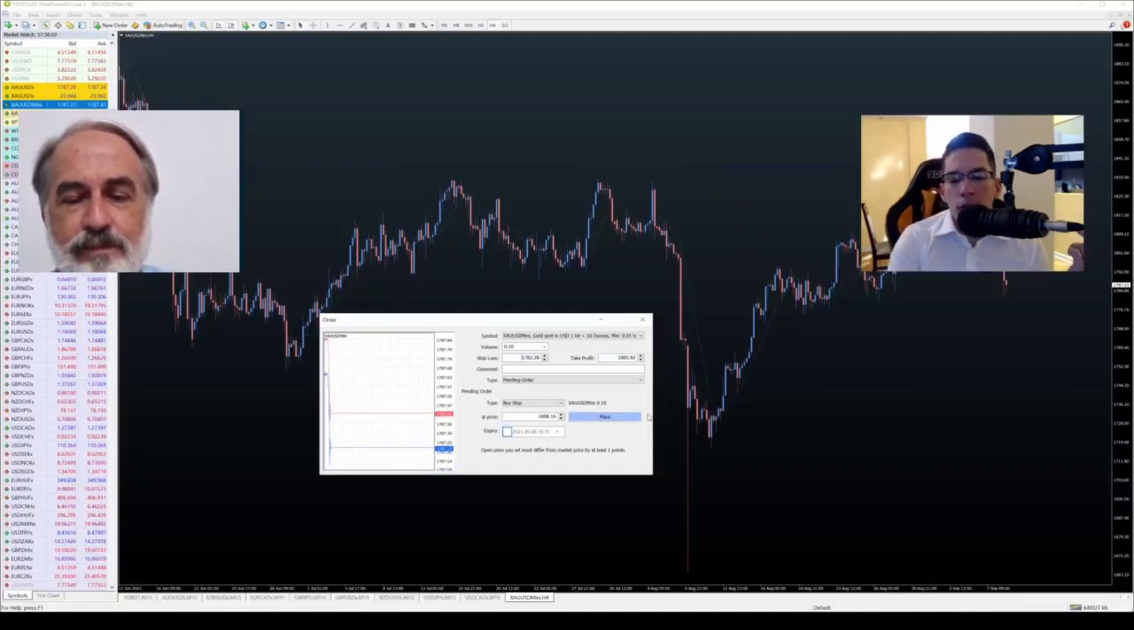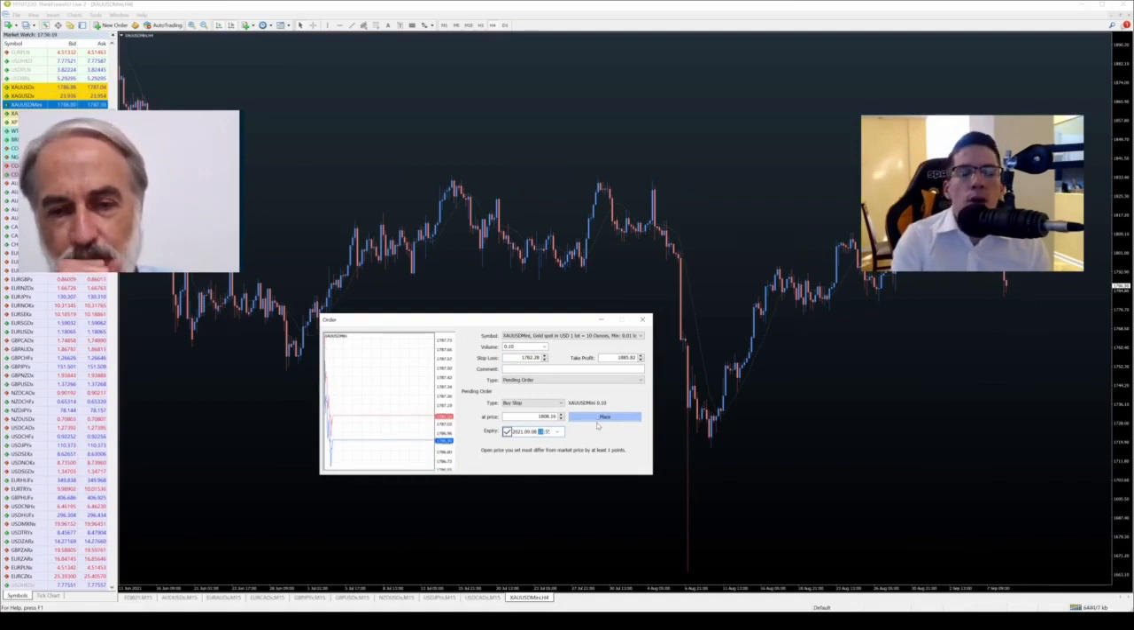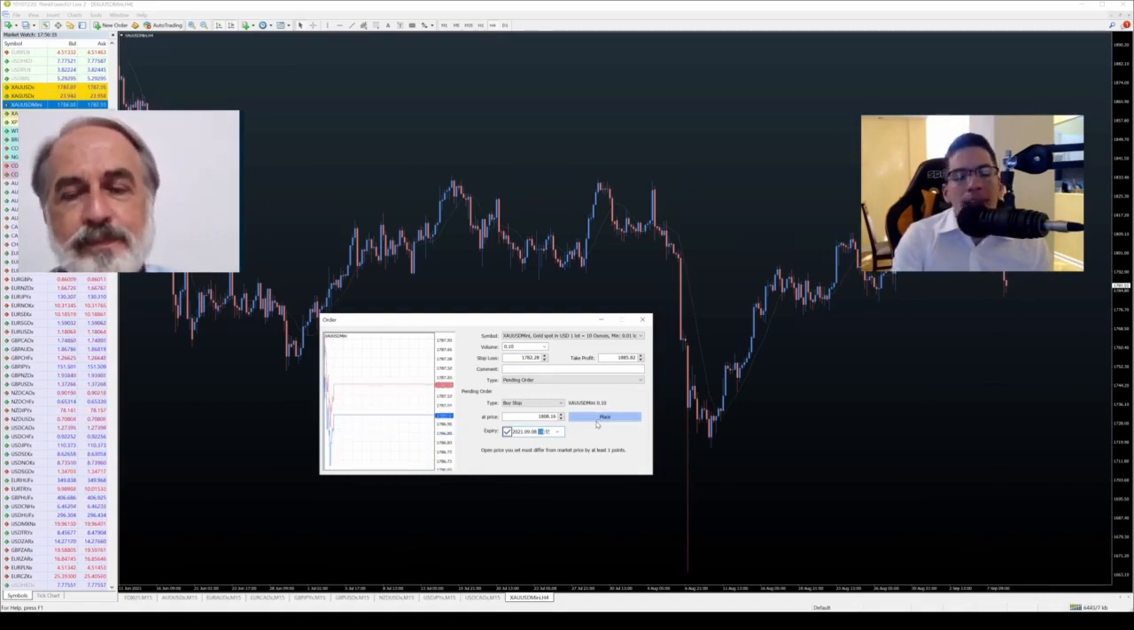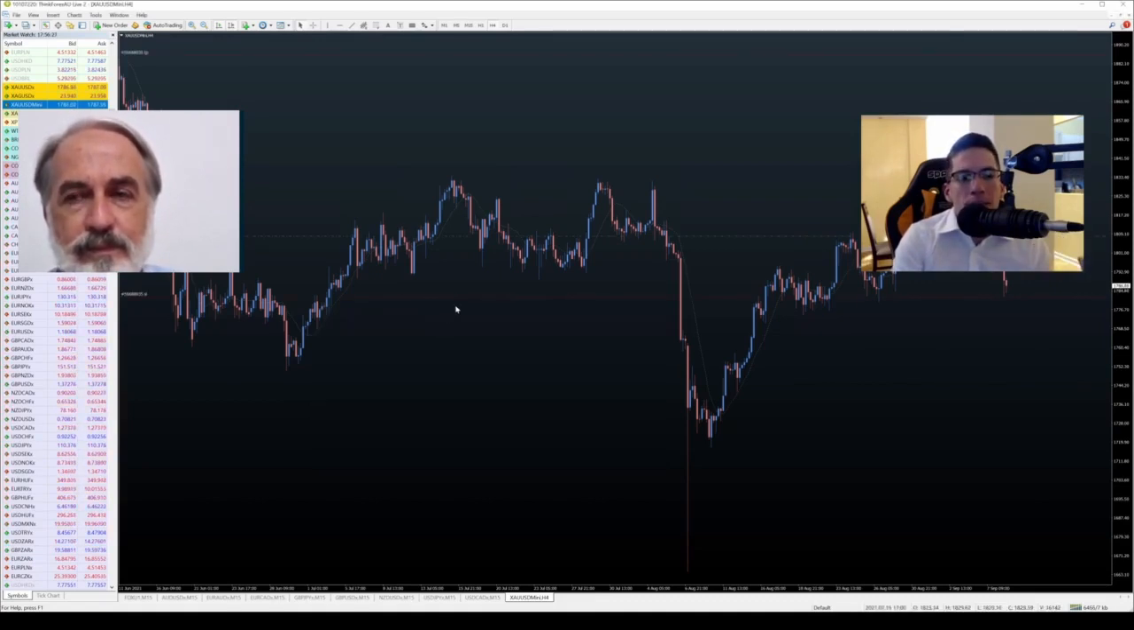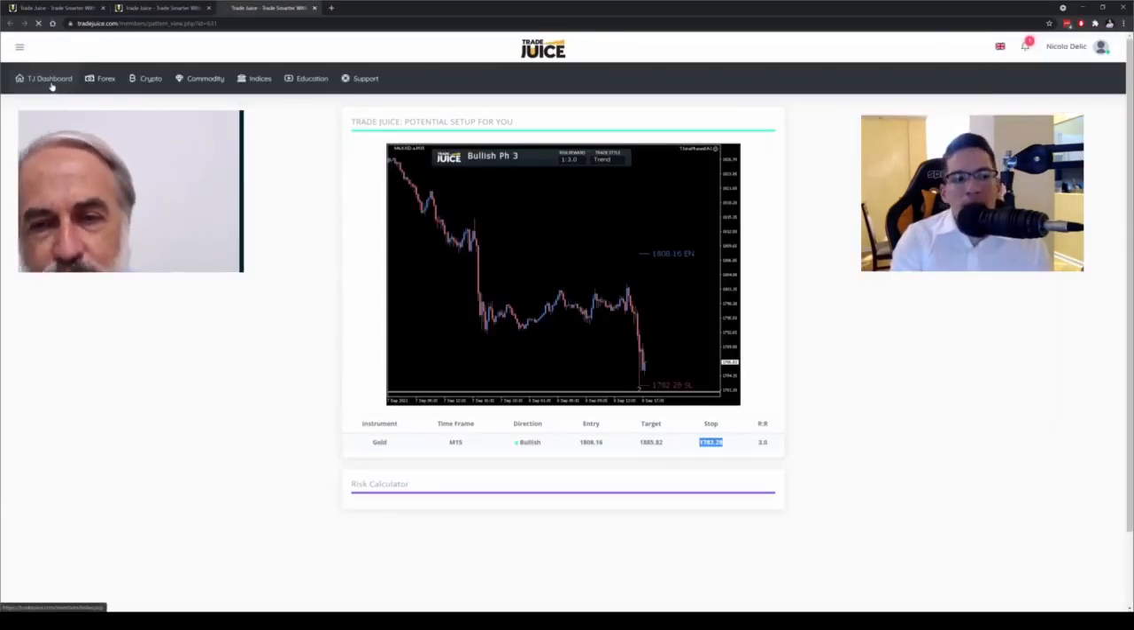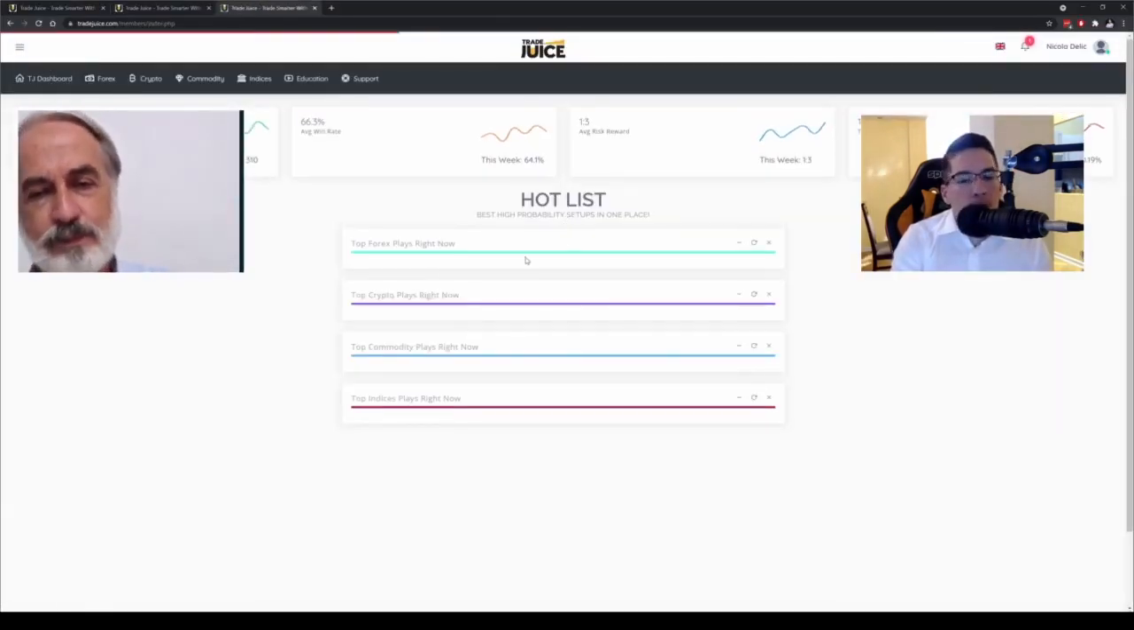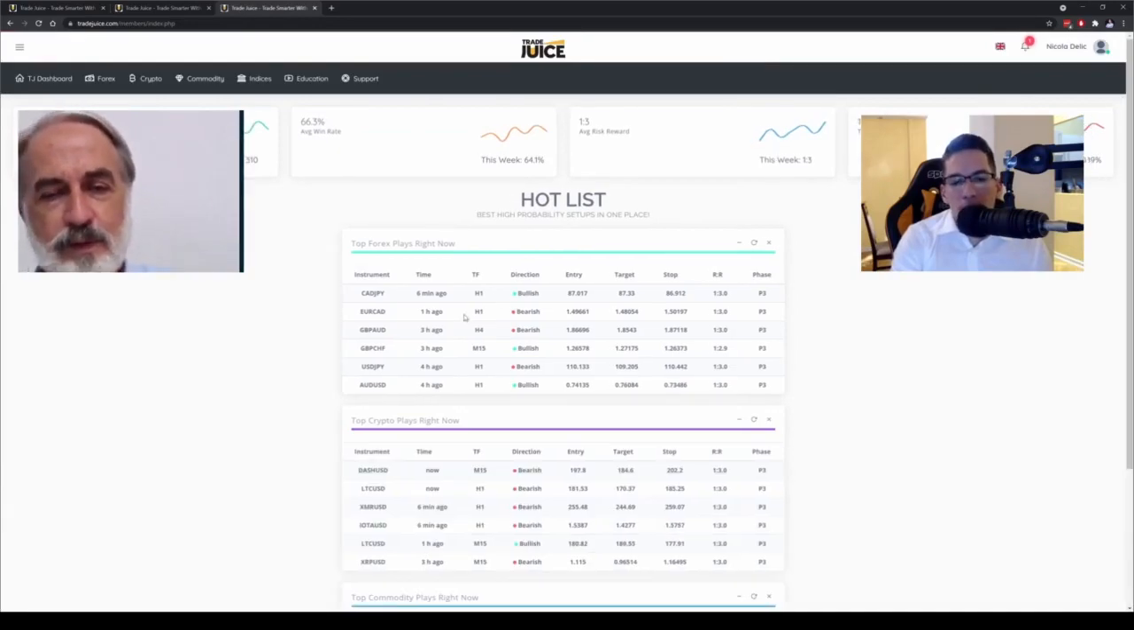And you can place the trade, or you can go here in expiry, put expiry 2-3 hours, just because you're always going to have more trades. You don't need to wait 2 days for the market to come to you, because that's why I really love how Tradejuice operates, since you always have something to trade with this platform.